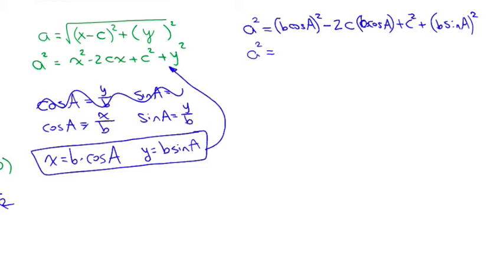This becomes b squared cosine squared A. Careful with the wording: you don't put a squared after the A, it's cosine squared A. Minus 2. I'm going to put it in alphabetical order. bc times cosine of A. And then plus c squared plus b squared sine squared A.